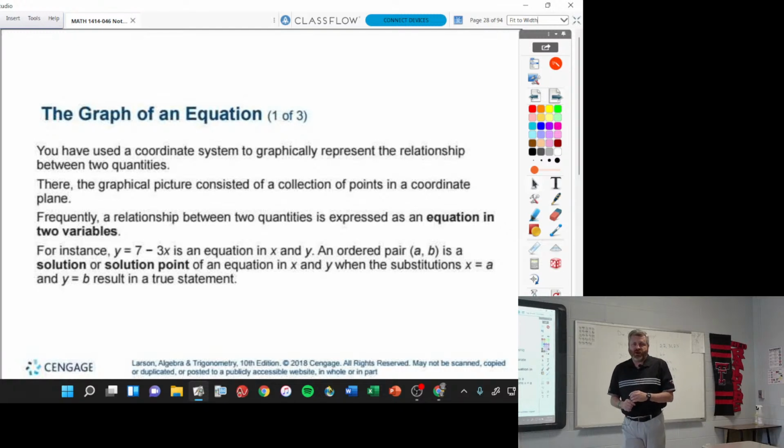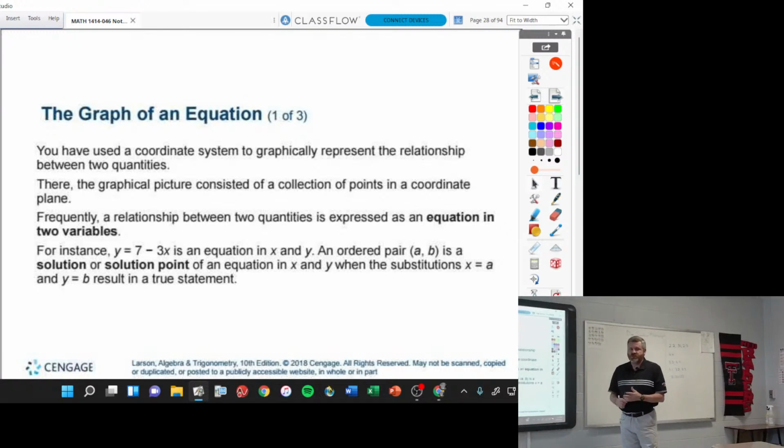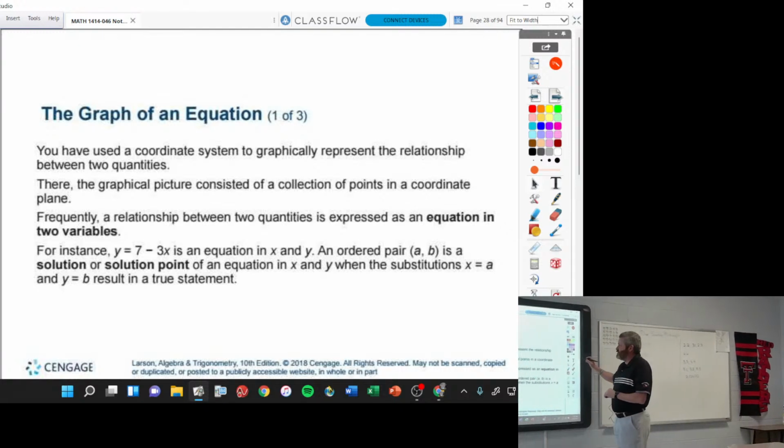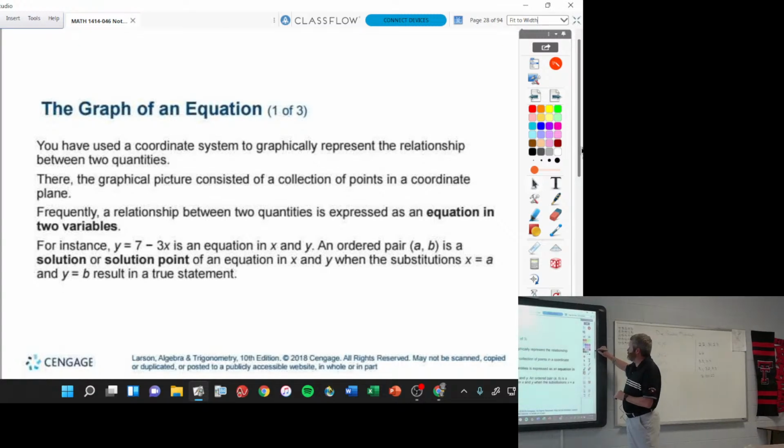If we had an ordered pair, we write those in parentheses, (a, b), where (a, b) is a solution point of the equation in x and y. If you take the a value and plug that into x, the output value y will be your b. If that's a true statement, then it is a solution to that equation.